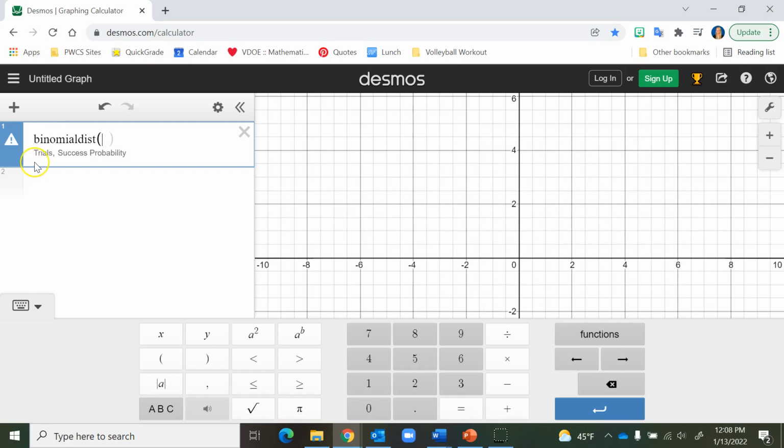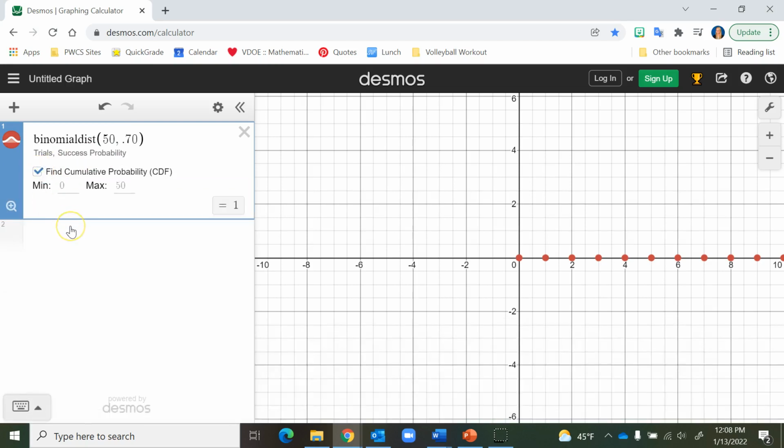Desmos asks you for 2 things: the number of trials and the success probability. In our stats practice problems problem, the number of trials was 50. There were 50 students, and the success probability was 70%. As a decimal, that's 0.7. That's how many people did their practice problems on time. And then we want to check this box that says find cumulative probability.